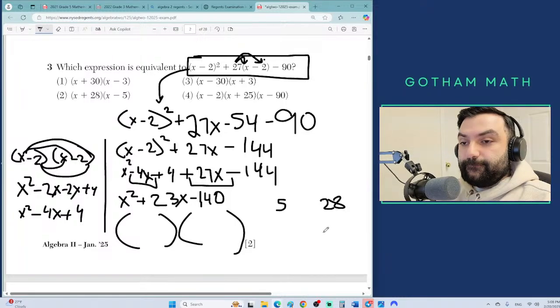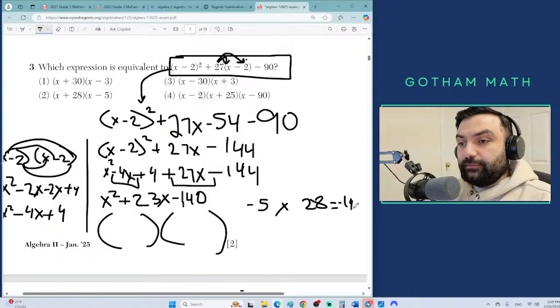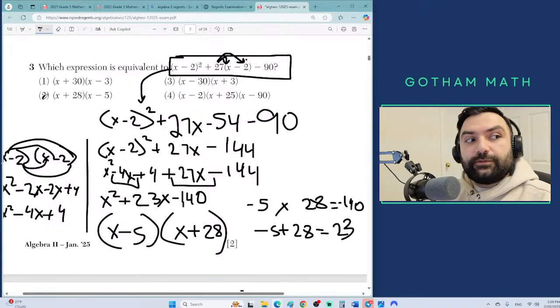Now we need positive 23, right? So we need 5 to be negative. Actually, look at this, we're already here. We could have looked at the answer. So it's going to be negative 5 and 28, because they multiply into negative 140, but at the same time they add up to positive 23. So it's going to be x minus 5, x plus 28, which is number 2.